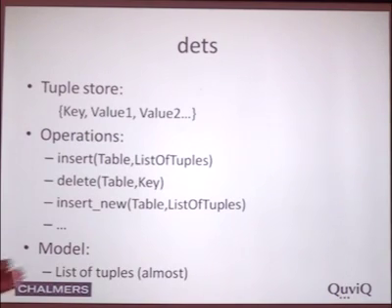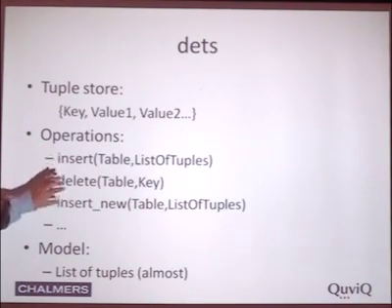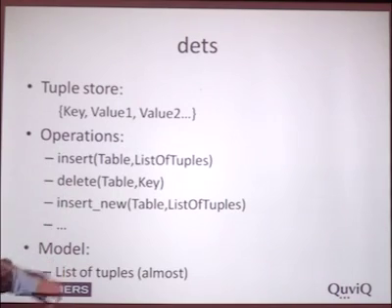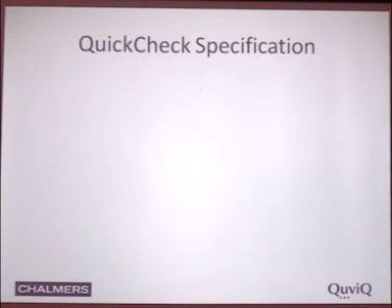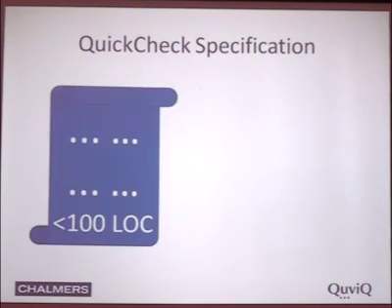It's enough to use a list of tuples. Almost enough to use a list of tuples. And then it's easy to define what the behavior of all of these operations should be in terms of that list of tuples. Where's the code? I'm not going to show it to you. But it's less than 100 lines.